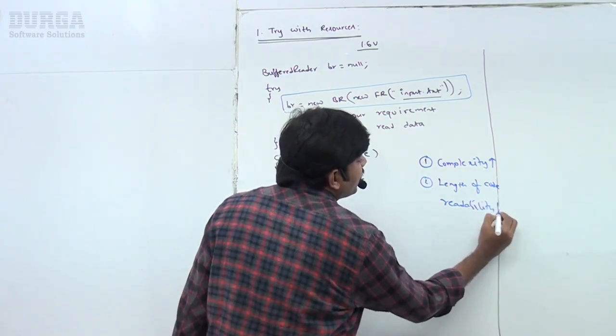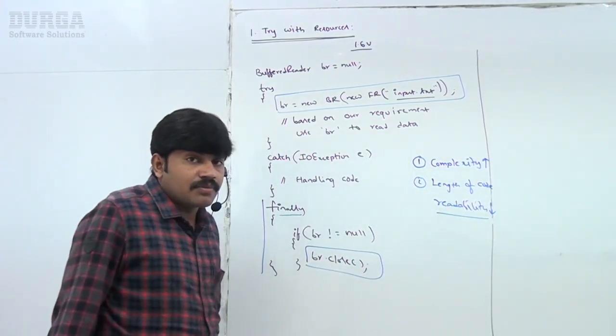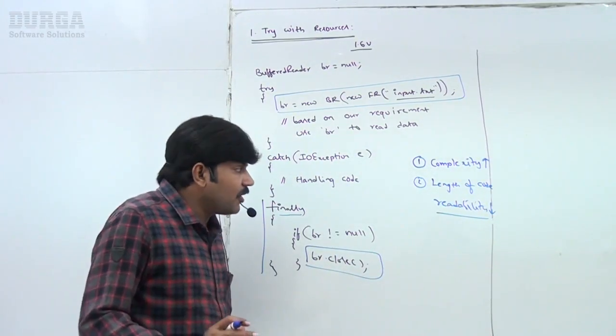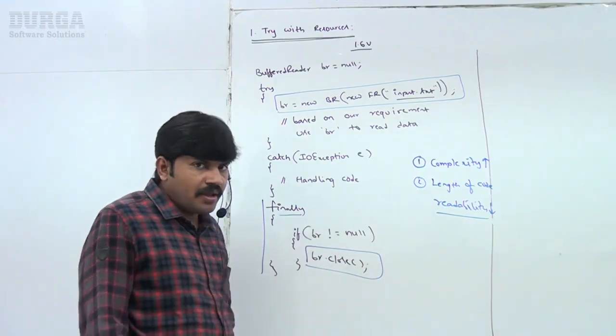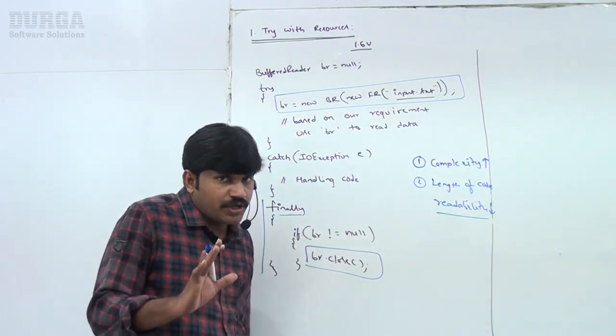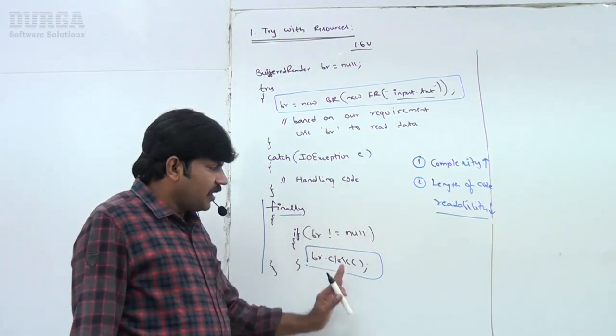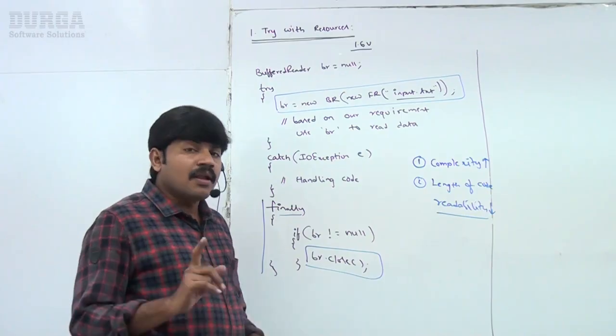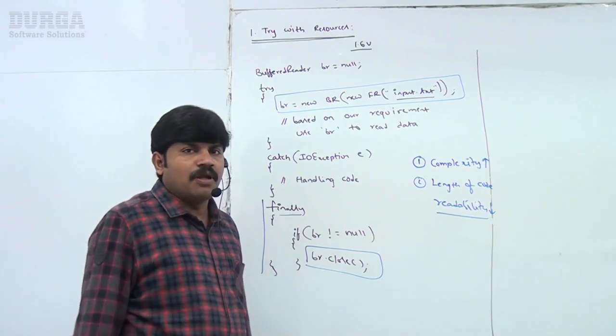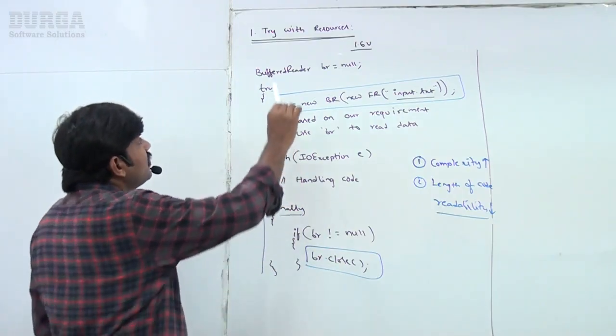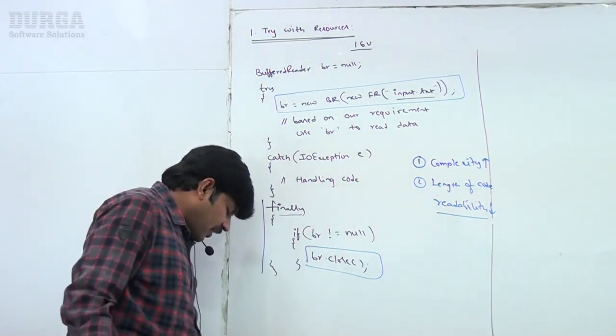Readability by default will be down. Remember this one: length of the code will increase, and readability by default will be down. I hope it is very clear for you people, so you can easily understand this, right? Now to overcome these problems, in 1.7 version the try-with-resources concept came.